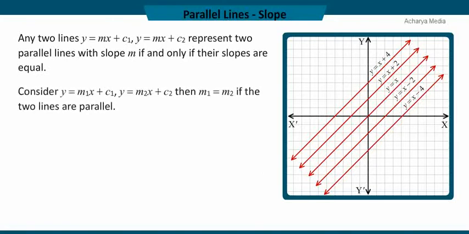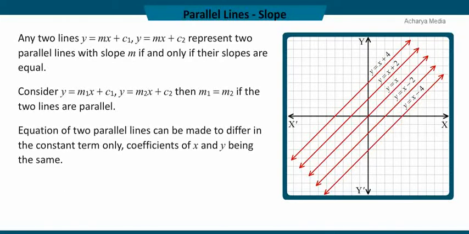Consider y is equal to m1x plus c1 and y is equal to m2x plus c2. Then m1 is equal to m2 if the two lines are parallel. Equations of two parallel lines can be made to differ in the constant term only, coefficients of x and y being the same.